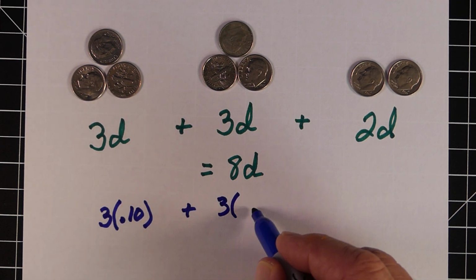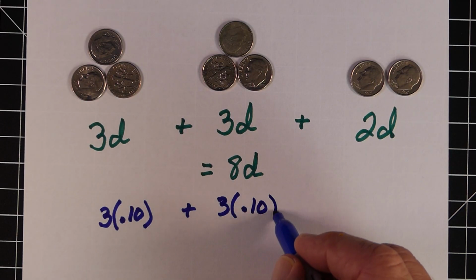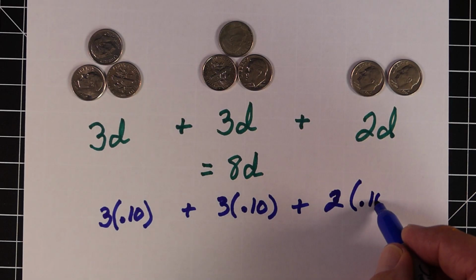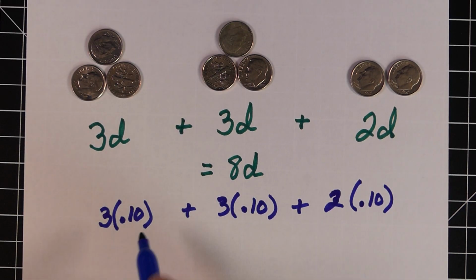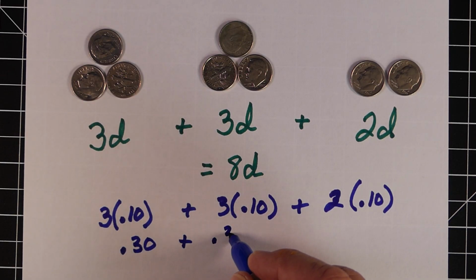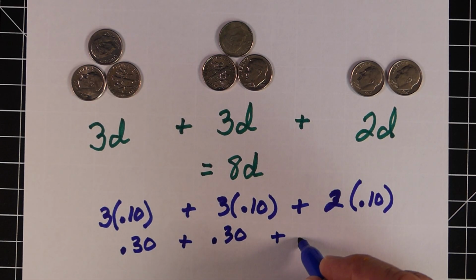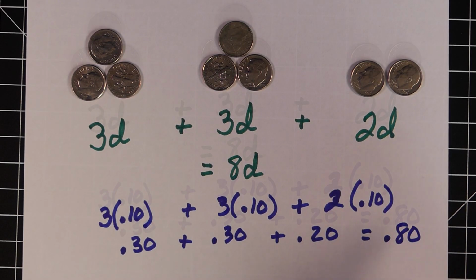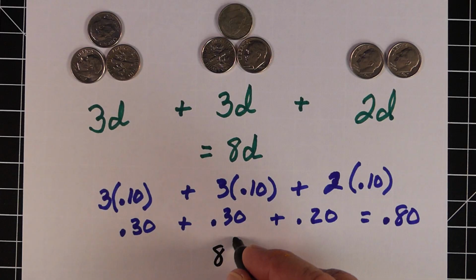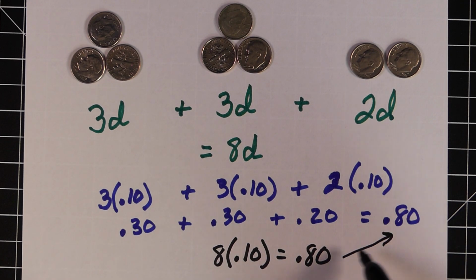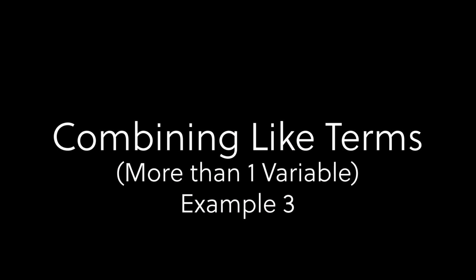Now, if we were to evaluate it and we didn't combine our like terms, what we would have is 3 times 10 hundredths, 3 times 10 hundredths, and 2 times 10 hundredths. And when we multiply those, we'd get 30 cents plus 30 cents plus 20 cents. We add those all up, and we'd end up with 80 cents. But when we combine it, it makes it a lot easier. We would just substitute 10 cents for the d. It would be 8 times 10 cents, which would be 80 cents. You notice we get the same answer both ways.